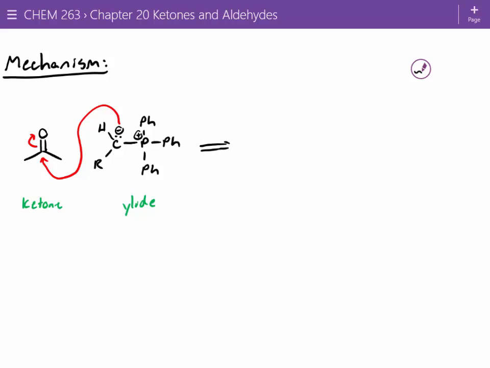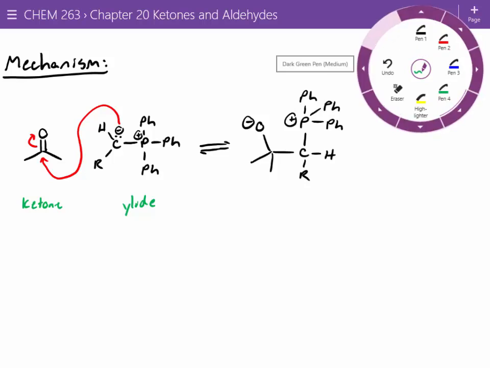And this reaction is reversible. Let's see, so we've got our carbon here, we've got an R group, we've got a hydrogen, we've got a phosphorus with 3 phenyl groups coming off of it. Okay, and what this is called is a betaine.